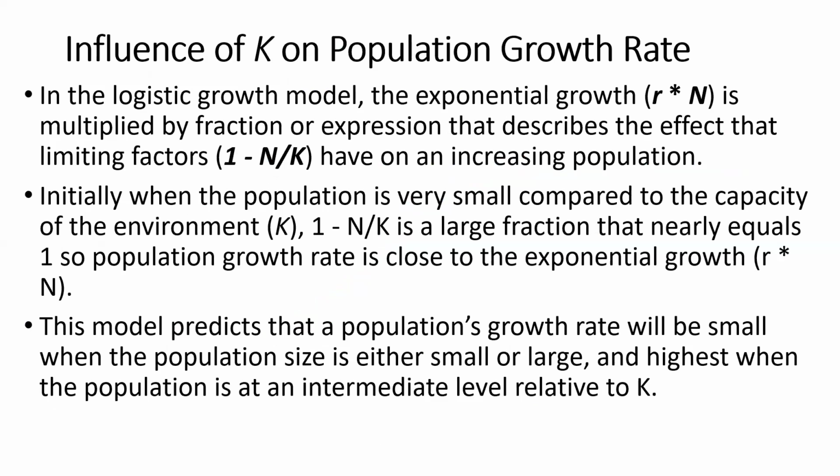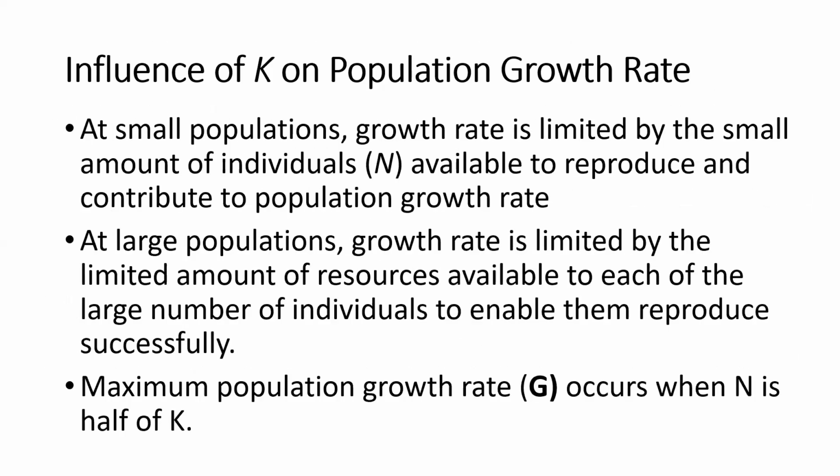Initially, when the population is very small compared to the capacity of the environment, 1 minus N over K is a large fraction. It nearly equals 1, so the population growth rate is close to the exponential growth rate. This model predicts that the population growth rate will be small when the population size is either small or large, and highest when the population is at an intermediate level relative to K. So they want it to be at the intermediate level.